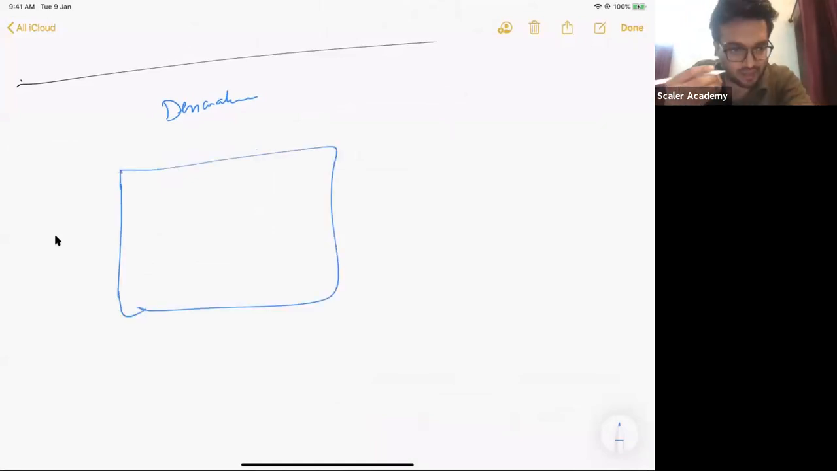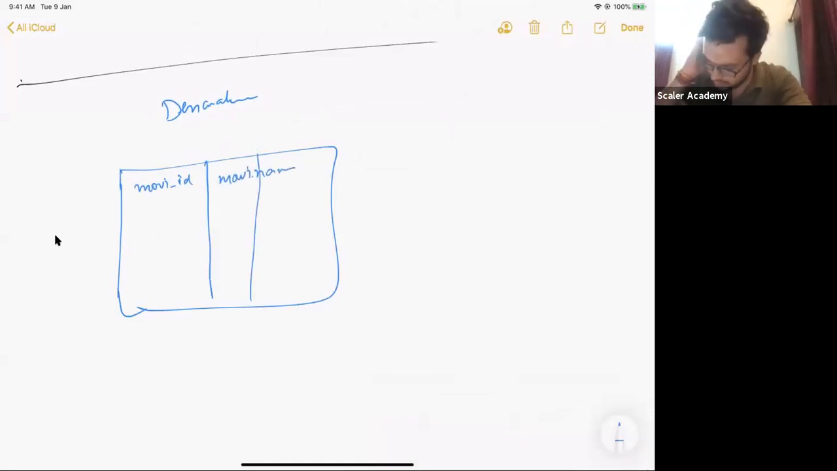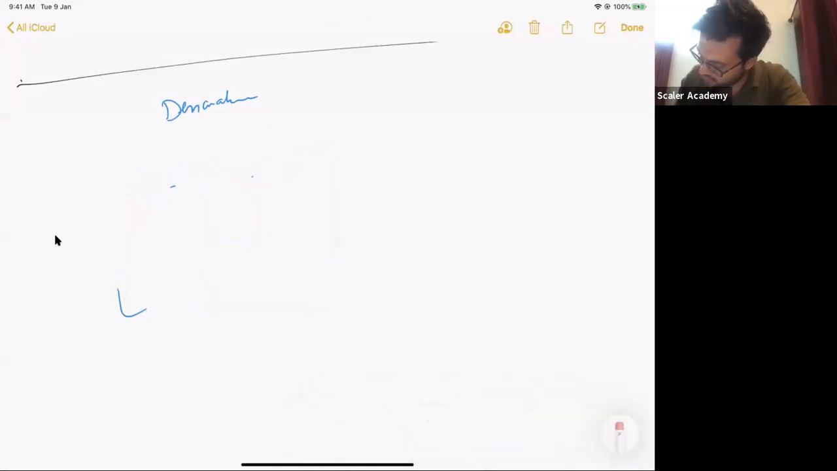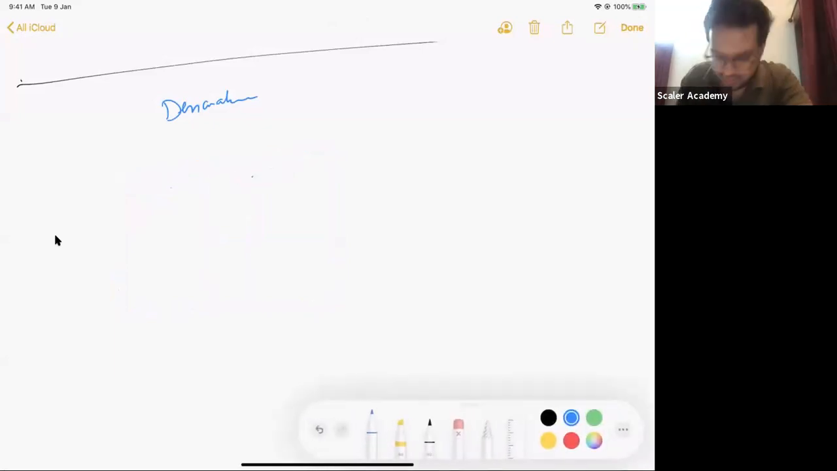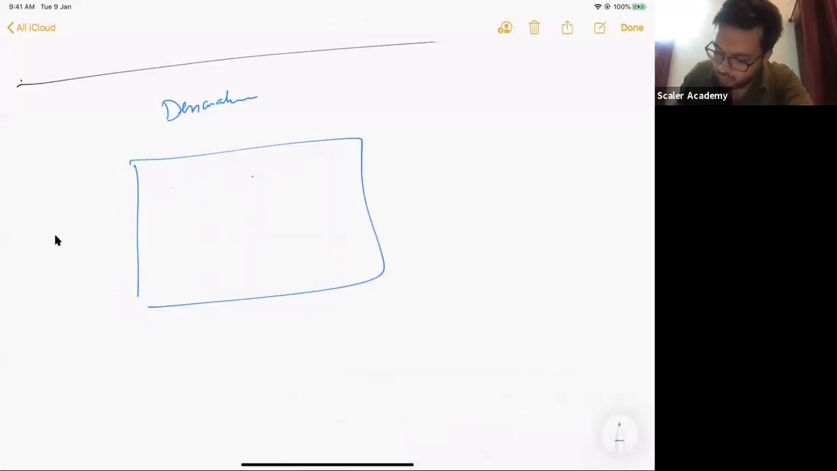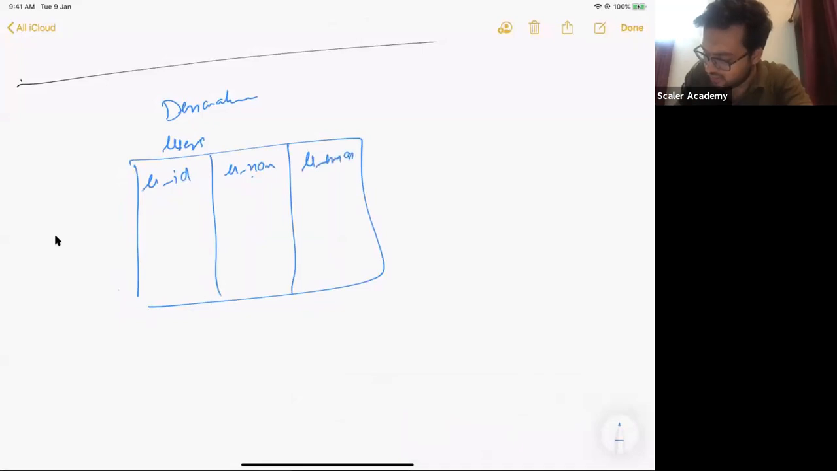Let's take the example that is there on the InterviewBit practice website. Let's say you have a movie ID and you have the movie name. This is one table. Let's take the InterviewBit actual example, where we have your data, right? So there would be one table which is the users table. It would have user ID, then the user name, then user email, and so on and so forth.